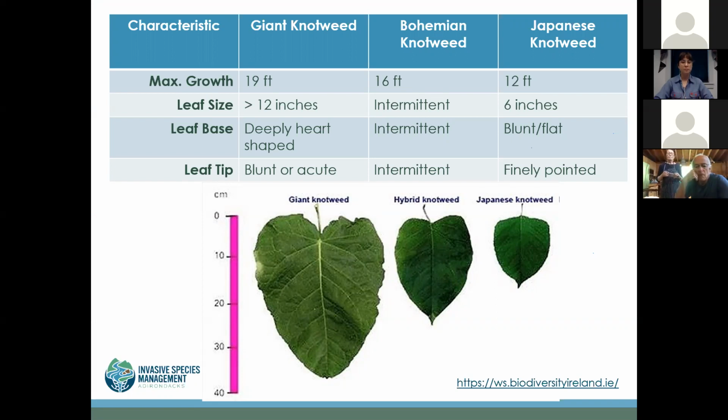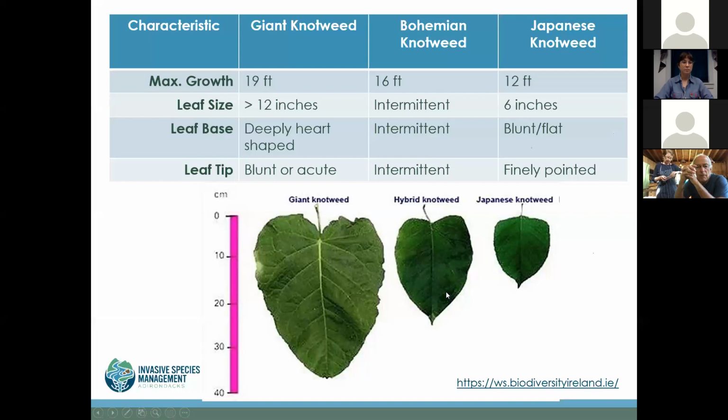Another important identifier here is the leaf base, so the bottom, where the stem attaches to the leaf. In giant knotweed, it's deeply heart-shaped. It has this nice V in it, where Japanese knotweed is more flat or blunt, and the hybrid knotweed is a little intermediate between the two. The leaf tip is also distinctive between the three. Japanese knotweed is finely pointed, so it's got this really sharp tip, where giant knotweed is more blunt or acute. It's more rounded, with hybrid in between the two.